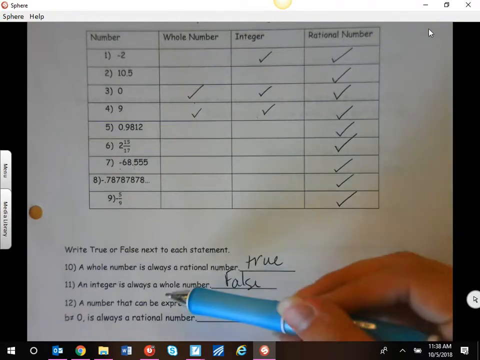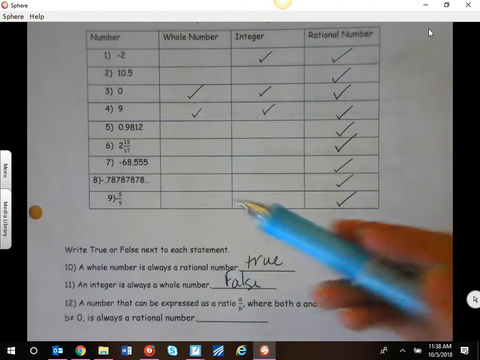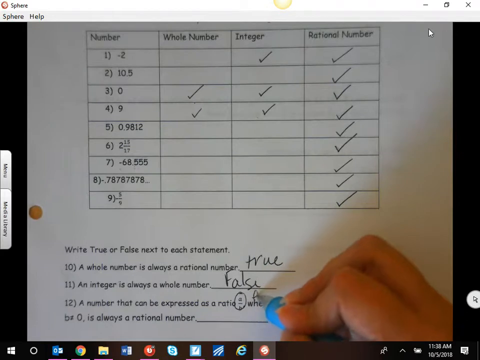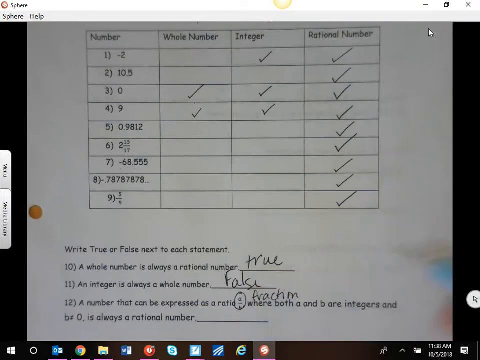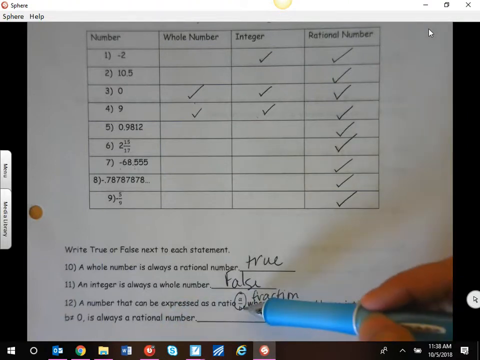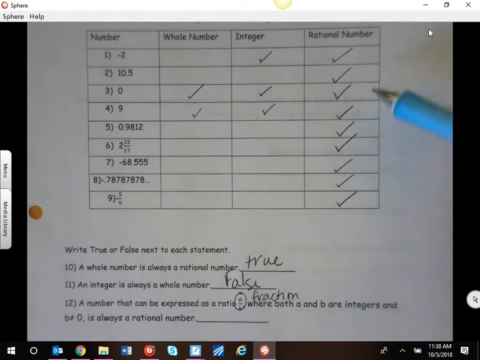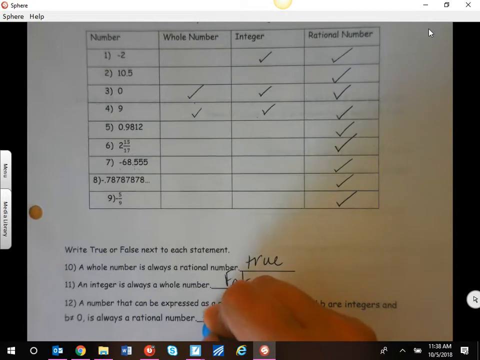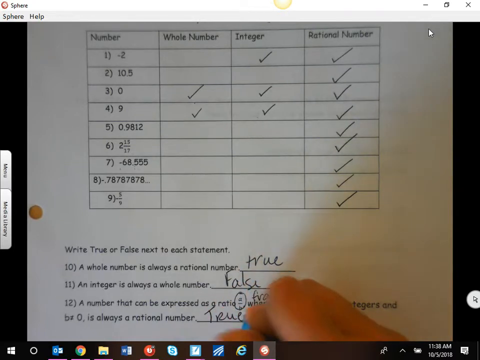It can be an integer and not a whole number. If a number is expressed as a ratio, A over B, which again is just a way to write a fraction, where A and B are both integers, we can't have a 0 on the bottom. It is always rational. If it is a fraction, yes, it is going to be a rational.